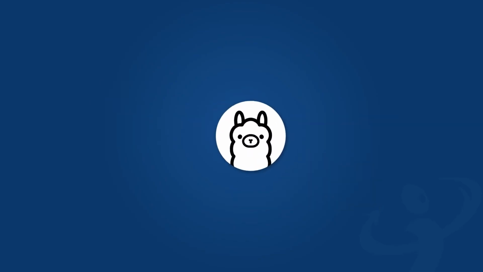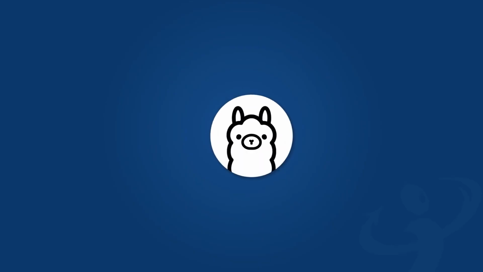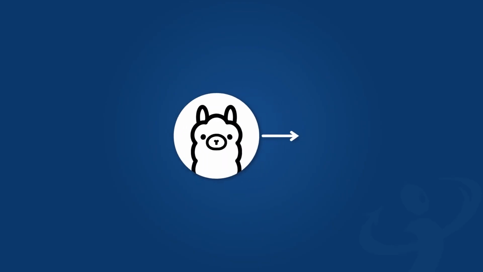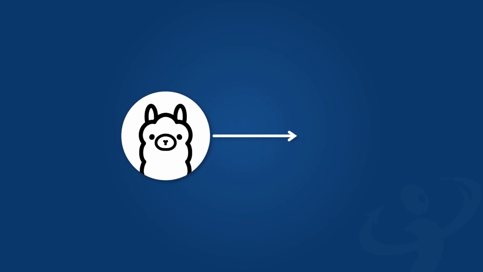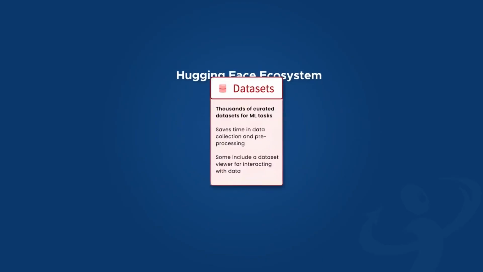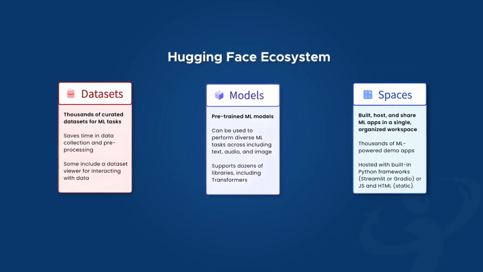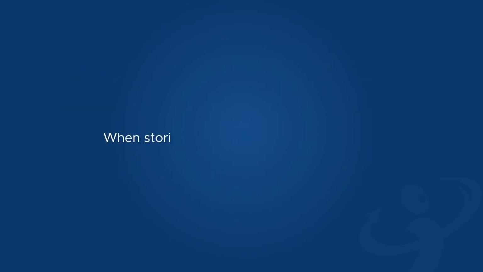For local development, Ollama, Open Large Language Model Management Architecture, is a game changer, bringing the power of large language models to your local machine with a single CLI command. And not to forget, the Hugging Face ecosystem unlocks thousands of community-trained models that you can plug directly into your workflow. When storing embeddings, scalability matters.